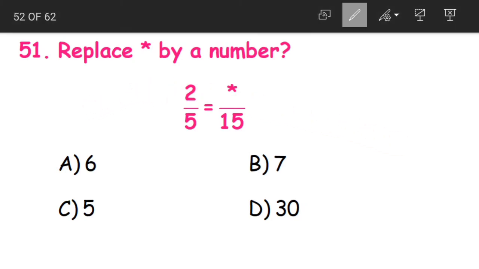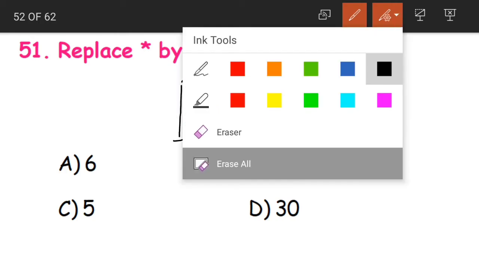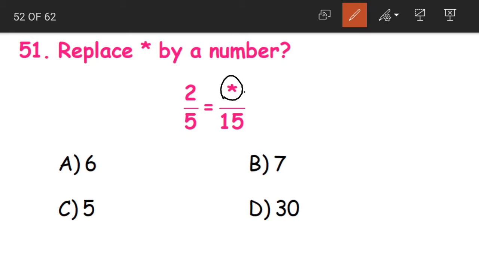Next question 51. Replace star by a number. 2 by 5 is equal to star by 15. What is the given question here? We have to find out the numerator here, children. See, it means that both the fractions are equal. What are the given fractions? The given fractions here are our equivalent fractions. Both the given fractions are equal to each other.